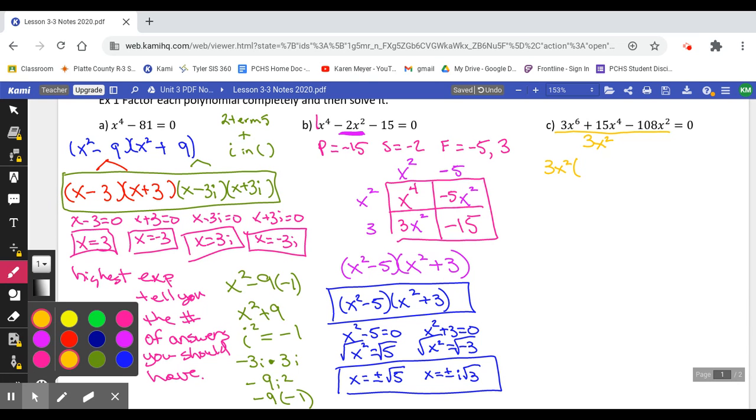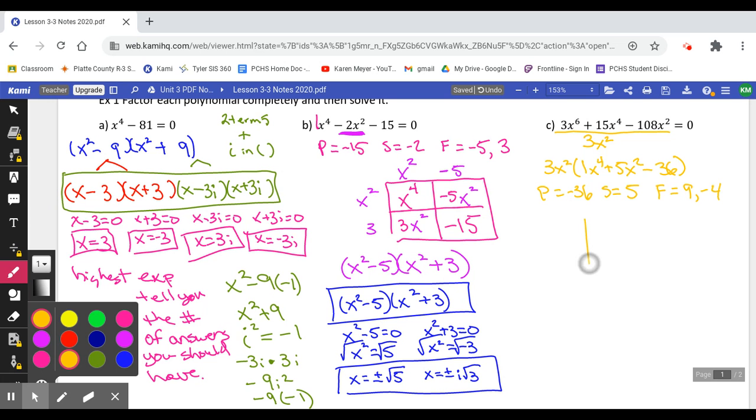3 divided by 3 is 1. 6 x's take away 2 x's gives me x to the 4th. Plus, divide that 15 by 3, which is 5. Take away 2 x's, which gives me x squared. Minus, divide that 108 by 3, which is 36. Take away both x's, so no x's left. So product would be 1 times negative 36, which is negative 36. Sum is 5. And factors is positive 9 and negative 4.